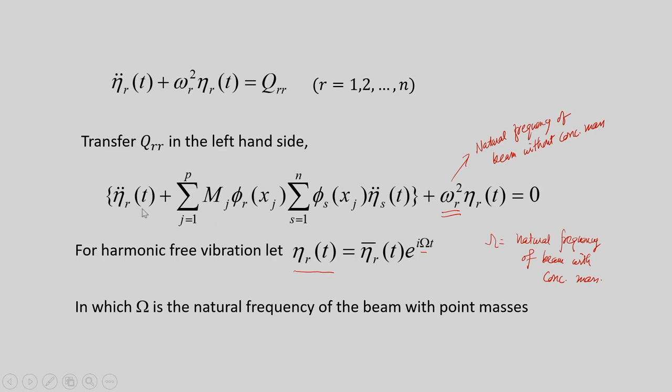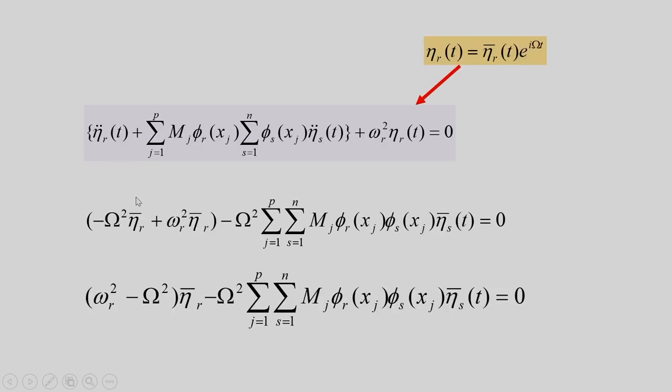Now substituting this here, we substitute eta r t as eta bar r times e to the power i omega t in this whole expression. Because when we consider the double derivative of e to the power i omega t, an i omega square term will come, and you know that i is the imaginary unit, root over minus 1, so i square is minus 1. Therefore here we are getting minus omega square eta r bar plus omega r square eta r. That is already existing, so we have taken it here.